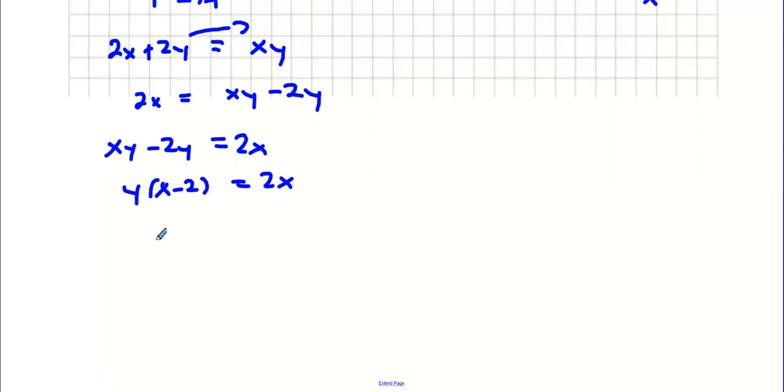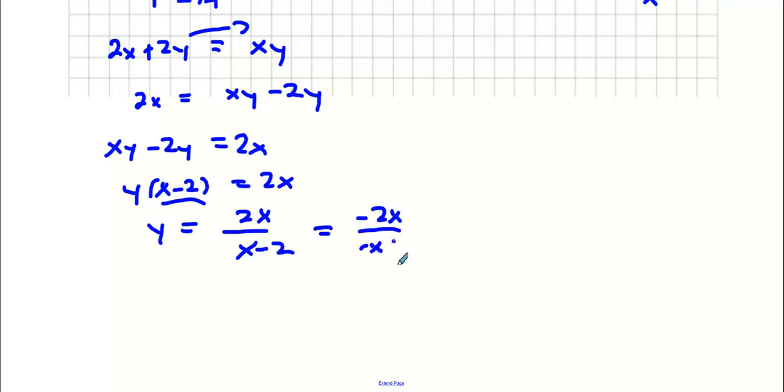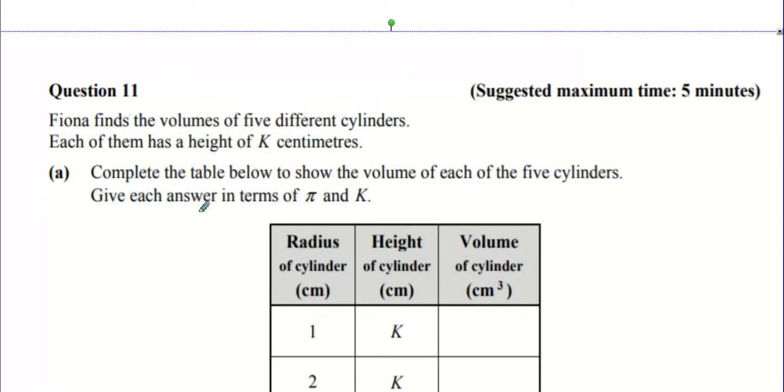And then finally I'm going to bring down the x minus 2, which is multiplication on the left, which will make it division on the right. And we're done. If I multiply top and bottom by minus 1, you could also have this answer. That would also be acceptable, or this answer would be acceptable. Whatever you want, they're all the same. Now, question 11.